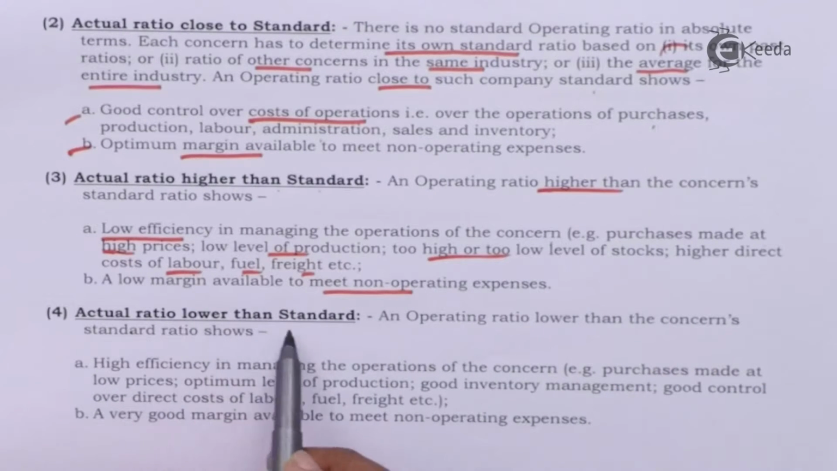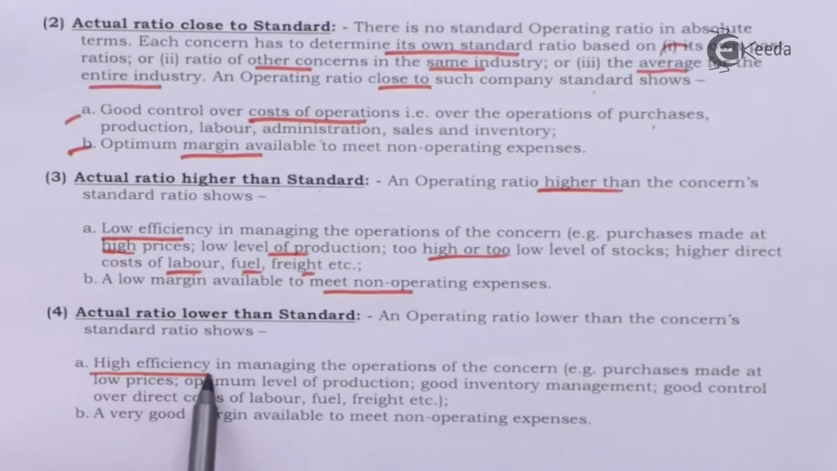An actual ratio lower than the standard indicates high efficiency in managing the operations of the concern, like purchases made at low prices, optimum level of production, good inventory management, good control on direct cost, fuel, etc. A very good margin is available to meet non-operating expenses.